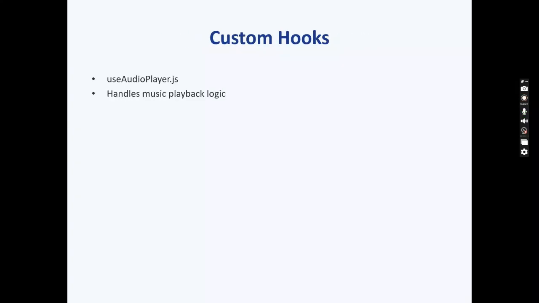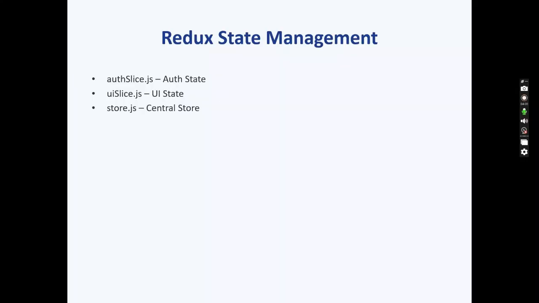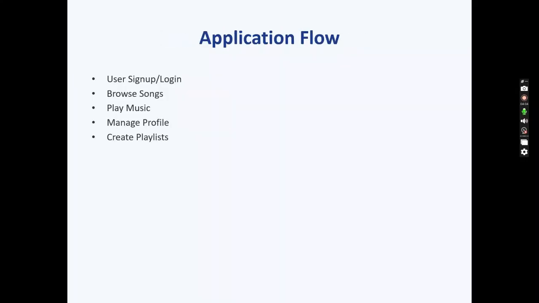Application flow. User first registers or logs in. After login, user browses songs. User selects a song to play. Then music starts playing. Then user manages profiles and playlists, which are in localhost.